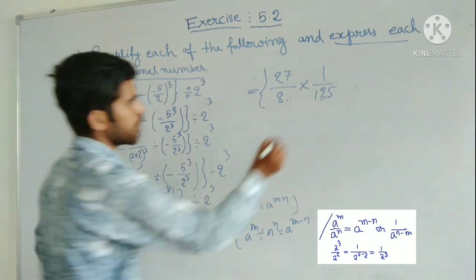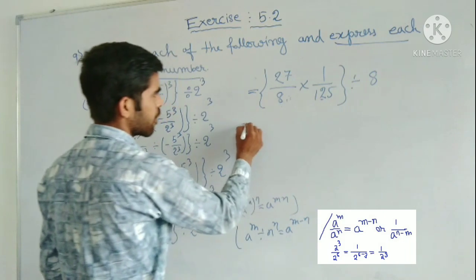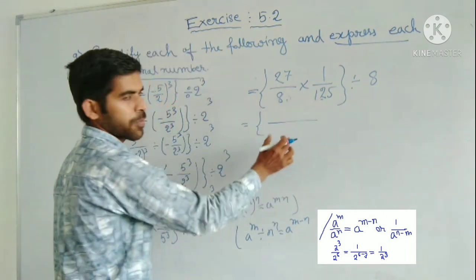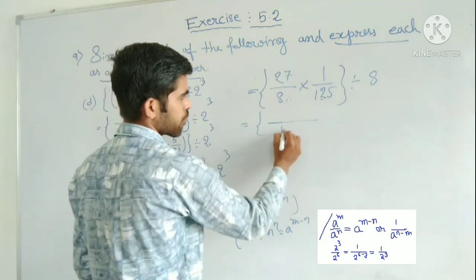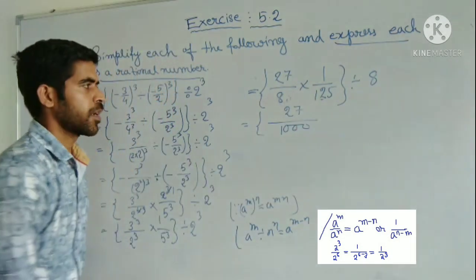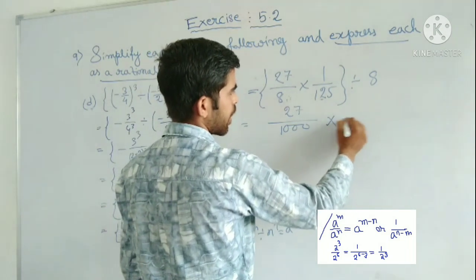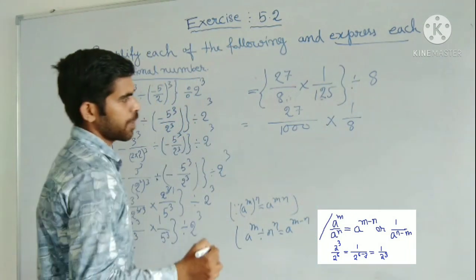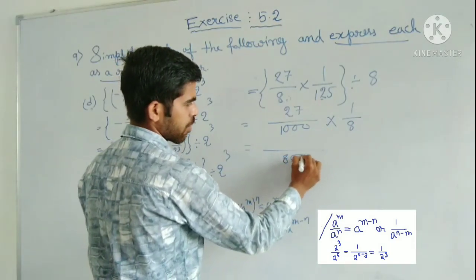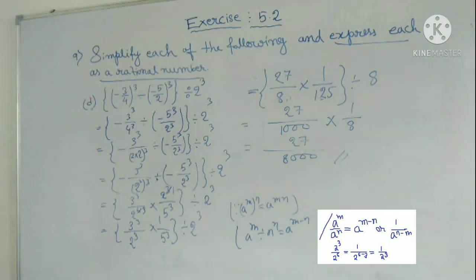Okay, and their division sign, that means their 2 cube means 8. Now this one you will multiply, then you will get 8 times 125, that means 1000. Okay, and then 27. Now their division sign is there, then you give divide multiply sign. Now it is 1 by 8. Now see, if you multiply these two, then you will get 8000. Okay, so this is the answer. Hope you understood.